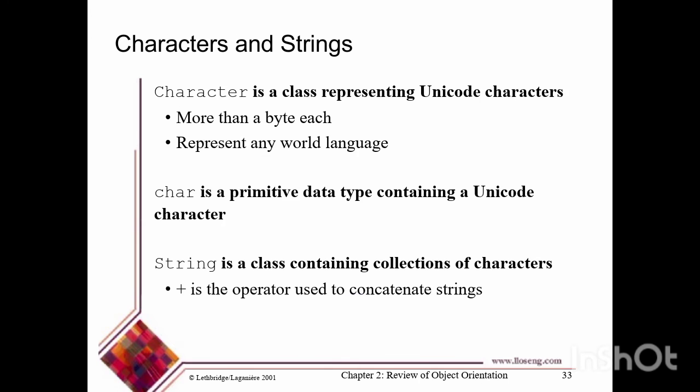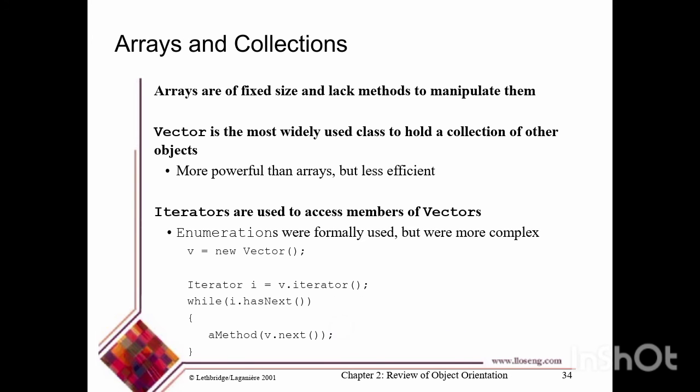So next, Character is a class representing Unicode characters. Char is a primitive data type containing a Unicode character, and String is a class containing a collection of characters, and arrays are for exercises along with methods to manipulate them. Vector is the most widely used class to hold a collection of other objects. Iterators are used to access members of the vectors.